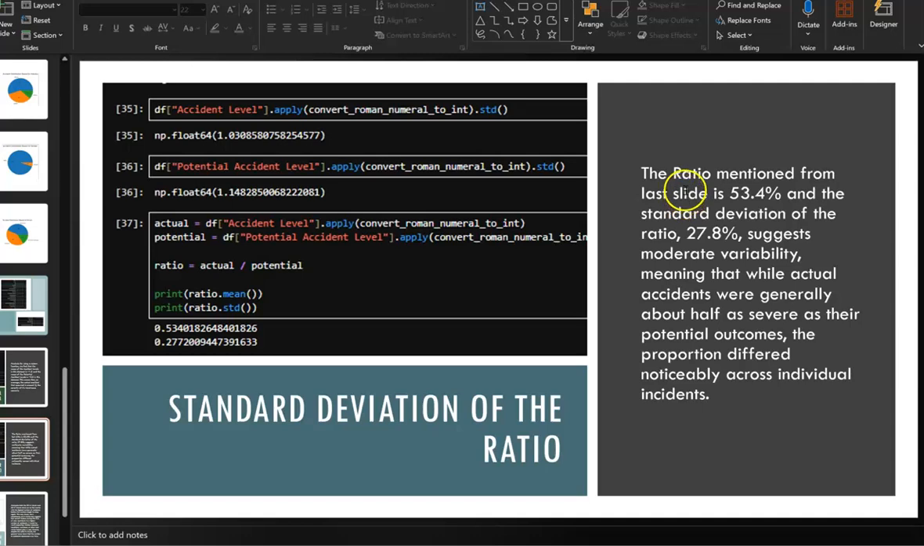So here we see the ratio mentioned from the last slide is 52.4%. That's pretty much around half. And the standard deviation of the ratio is 27.8%. So just moderate variability, meaning that though accidents are generally about half as severe, their outcomes differ noticeably across individual incidents. So even if the average is half, there's still a good chance it won't be half. It might be less than half, or it could be way more than half, and so on and so forth.